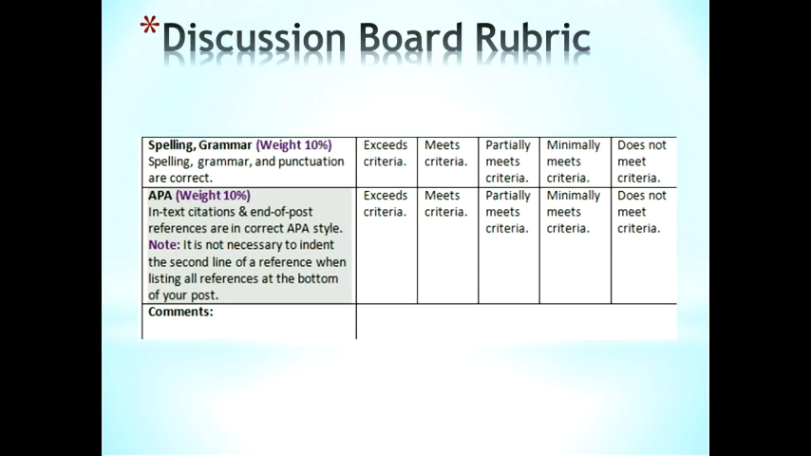Now these are the last 2 items, and we have spelling and grammar, a weight of 10%, and APA, a weight of 10%. And so what we're looking for here, again, is that you are spelling correctly, your grammar is correct, and your punctuation is correct. So in other words, you're really putting a cogent sentence together. As far as the APA format, again, the citations as I showed you in that sample citation, that sample discussion board post. And we do not expect you to indent on that second line, and so you'll see that there is even a note here about that.